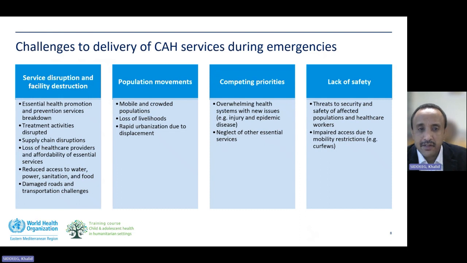As we have seen in many circumstances, infrastructure, roads, and railways have also been destroyed. And there are population movements, with crowded populations concentrated in certain areas. In many cases, we have seen very rapid urbanization because people are moving towards big cities. In other circumstances, we have seen people moving out of cities towards rural areas. So population movement is a big challenge that faces the delivery of child and adolescent health services.